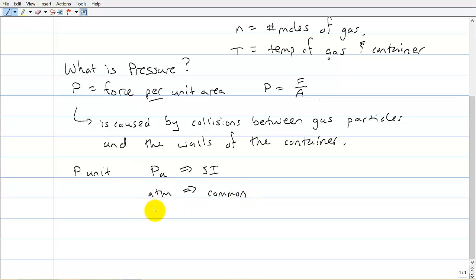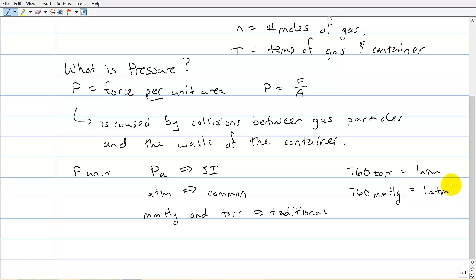And there are some others that are traditional. There's the millimeter of mercury, okay, and the torr. And they're just traditional. So these all have a nice little simple relationship between them, and it kind of goes like this. There are 760 torr in 1 atmosphere. There's also 760 millimeters of mercury in 1 atmosphere. So that tells you that a torr and a millimeter of mercury are the exact same thing.